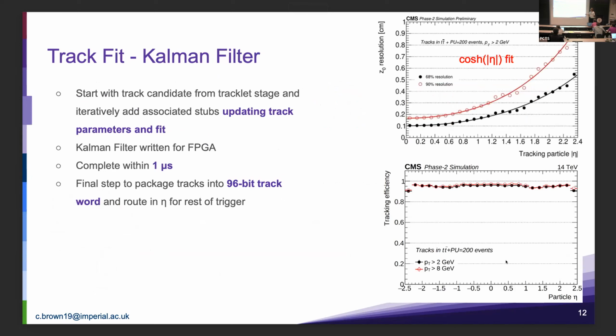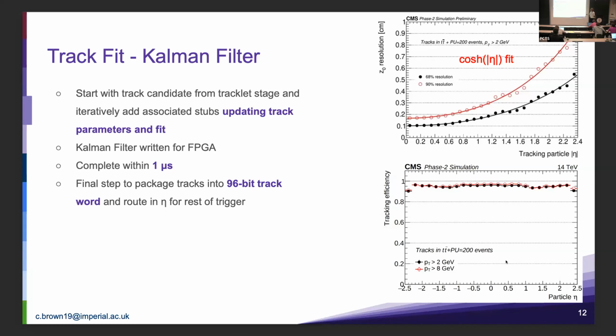The second part of our algorithm is the track fit, the Kalman filter. I won't go into the details. We start with the track candidate generated from the previous stage, and then iteratively add the associated stubs from that stage, updating our track parameters as we go. This Kalman filter is completely written for FPGA, in VHDL, and does its entire fit within about 1 microsecond, so it's a very lightweight Kalman filter. We then have a final step that packs up our tracks into 96 bits to be sent out to various parts of the detector.